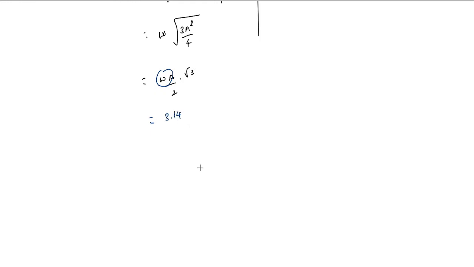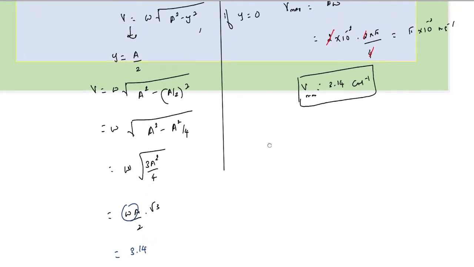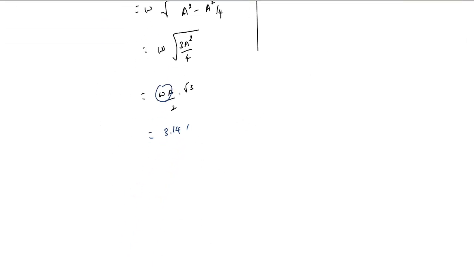That is equal to 3.14 in terms of centimeter, into root 3 by 2, and that is equal to 2.72 centimeter per second, because this omega into a is in terms of centimeter per second. Verify and see the answer. The answer will not change. There's no point in solving it from here because it's not an arithmetic class. So verify and see what the answer would be.